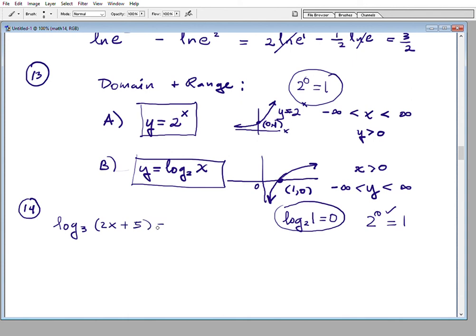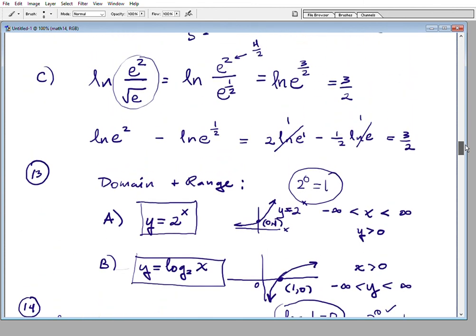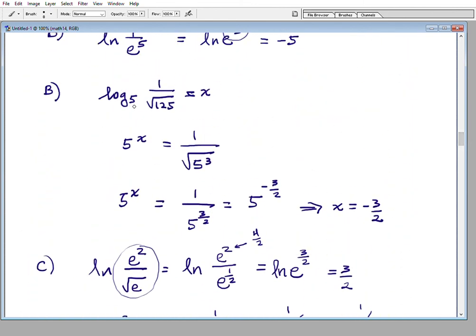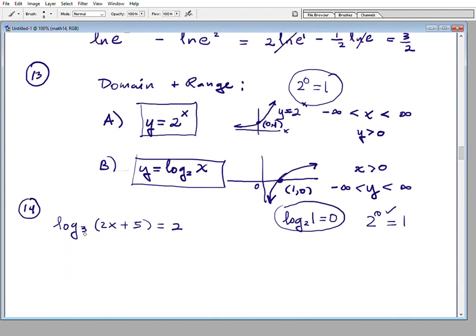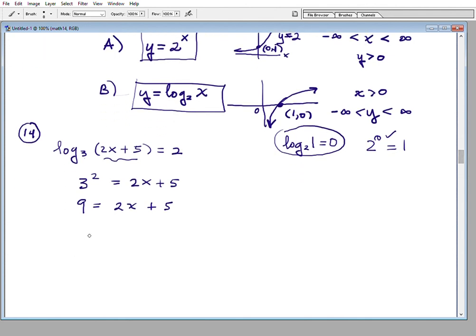All right, we're going to do this exactly the same way we did these problems up here. This one, we wrote 5 to the x equal this. So basically put it in exponent form. So change it to exponent form. Base to the exponent, 3 squared, is equal to this. And you see we just get a very simple equation. Like that. All right, so subtract 5 from both sides, and we have 2x equal 4. And divide by 2, and we have x equal 2.